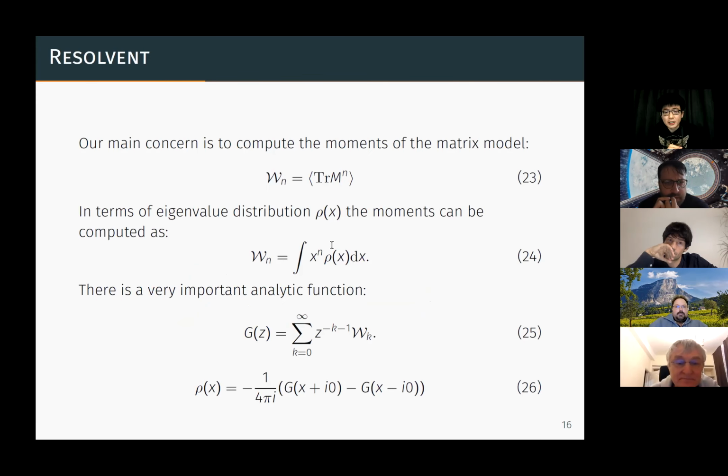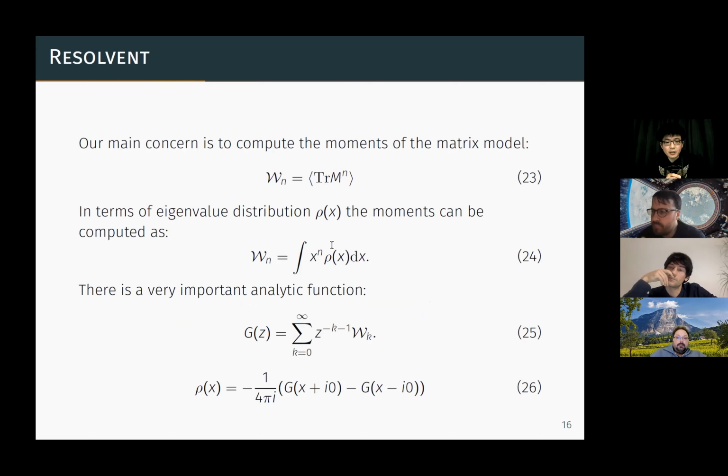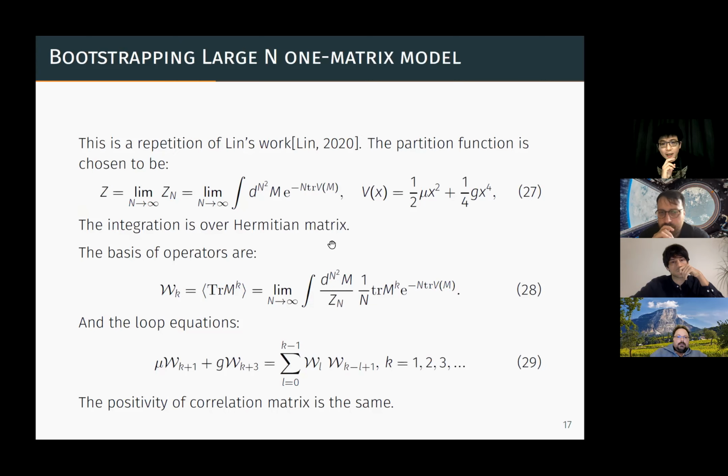Another important thing I must introduce is the resolvent function. Let's look at equation 25. It's a formal power series in the moments, and it is closely related to the eigenvalue distribution: the eigenvalue distribution is the discontinuity on the real axis of the resolvent function. Okay, this finishes our very brief introduction to the one matrix model.